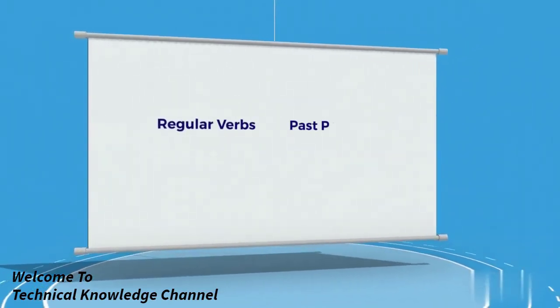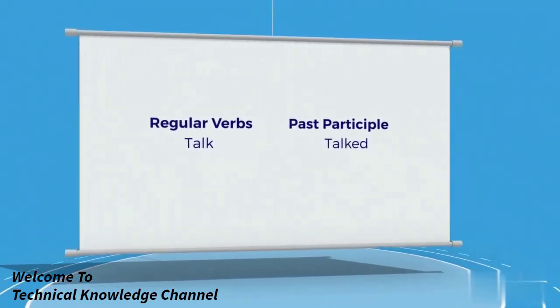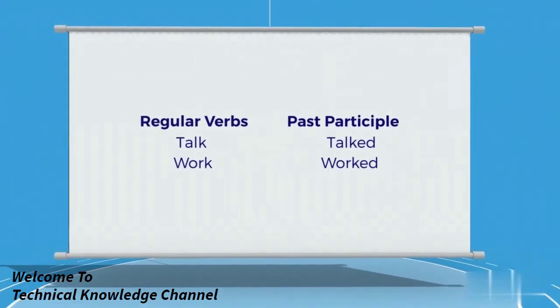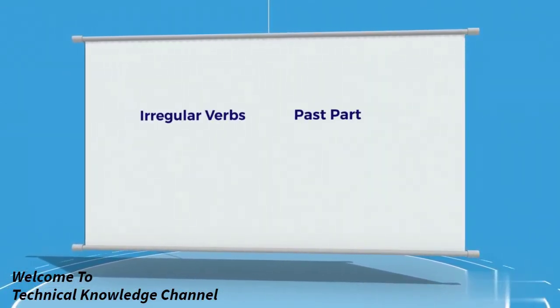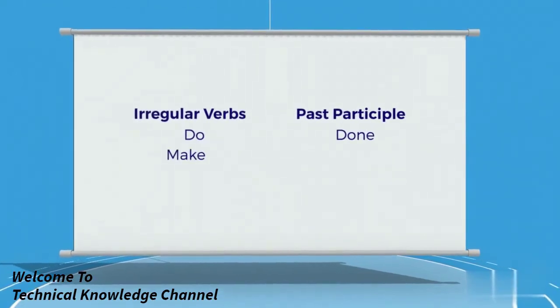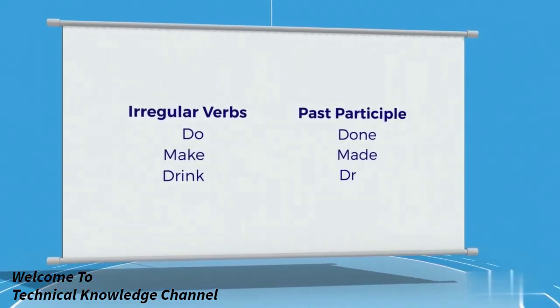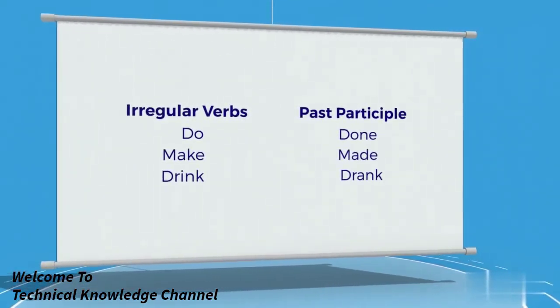The past participle for regular verbs is formed by adding an ed at the end of the word. But for irregular verbs, this rule doesn't apply. If you're not sure how to form the past participle, you should check a good dictionary.